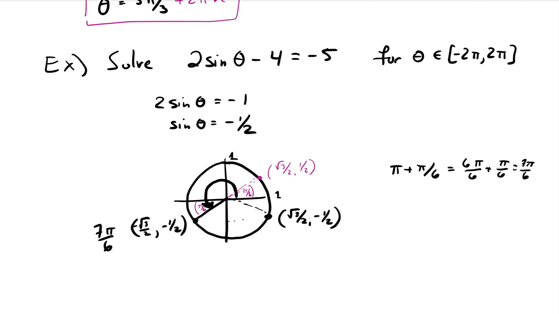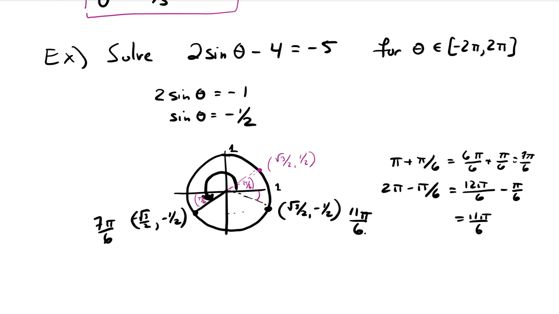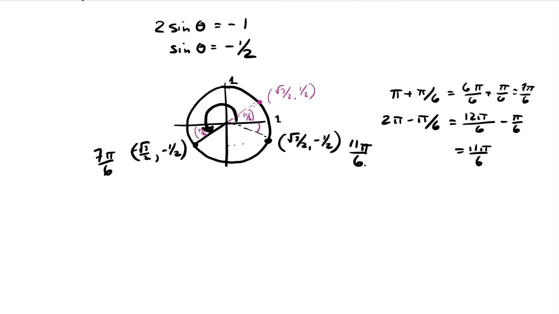Now for this angle, again we're going to be short of pi over 6 for a full turn. So it's going to be 2 pi minus pi over 6. That's 12 pi over 6 minus pi over 6, so that angle is 11 pi over 6. Okay, so those are the two angles. And then from this I can add or subtract 2 pi. If I add 2 pi, I'm going to get an angle that's beyond 2 pi. So I need to subtract 2 pi from those to get all my possible angles.